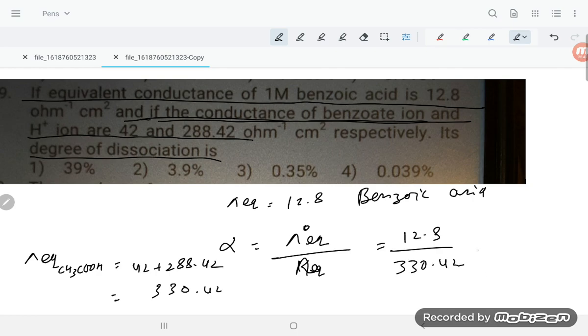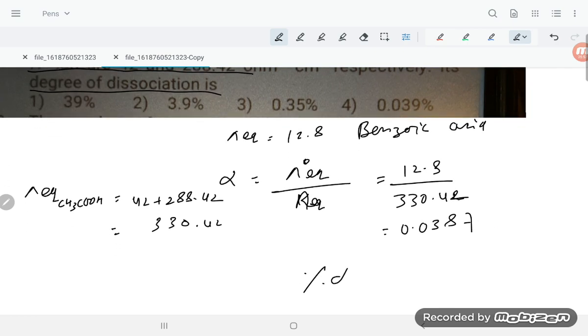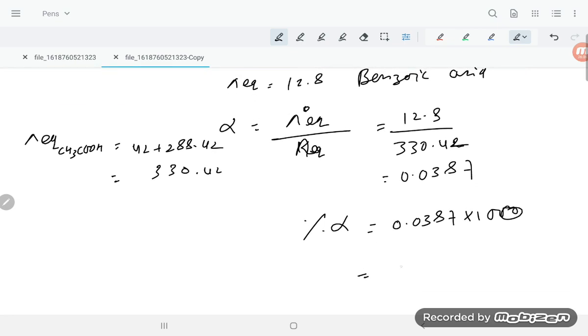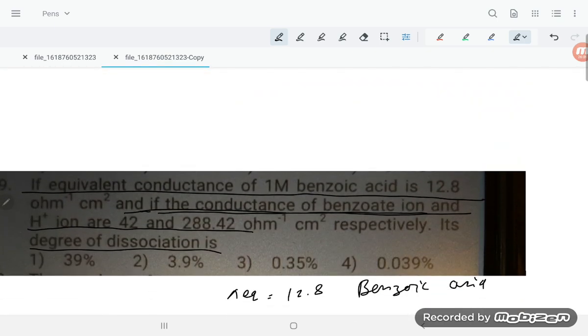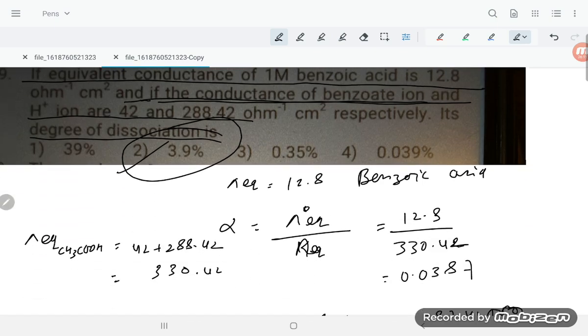So 12.8 divided by 330.42 comes to 0.0387. Percentage α is multiplied by 100, so 0.0387 multiplied by 100 is 3.8%. Option number 2.